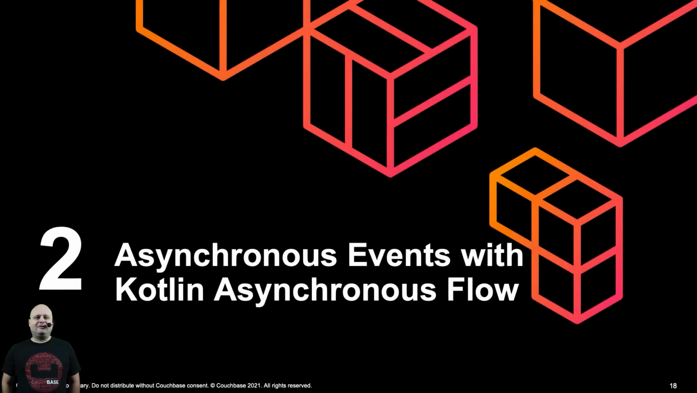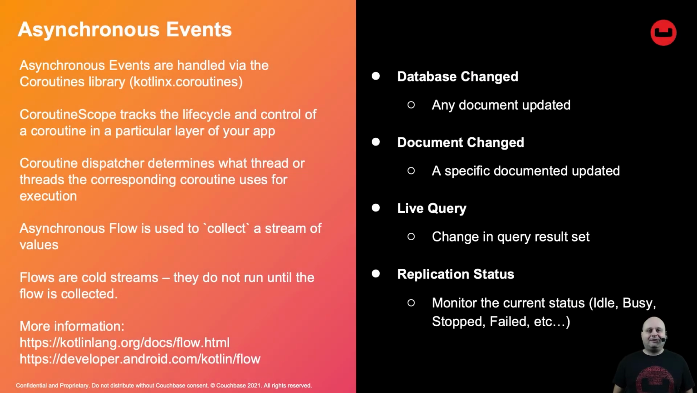Now that we've reviewed the essential Couchbase Lite APIs, let's look at a more advanced topic of asynchronous events with Kotlin's asynchronous flow. Asynchronous events in Kotlin are handled via Kotlin's coroutine API. A coroutine is an instance of suspendable computation. Coroutines are similar to a thread. However, a coroutine is not bound to any particular thread. A coroutine scope keeps track of any coroutine you create.